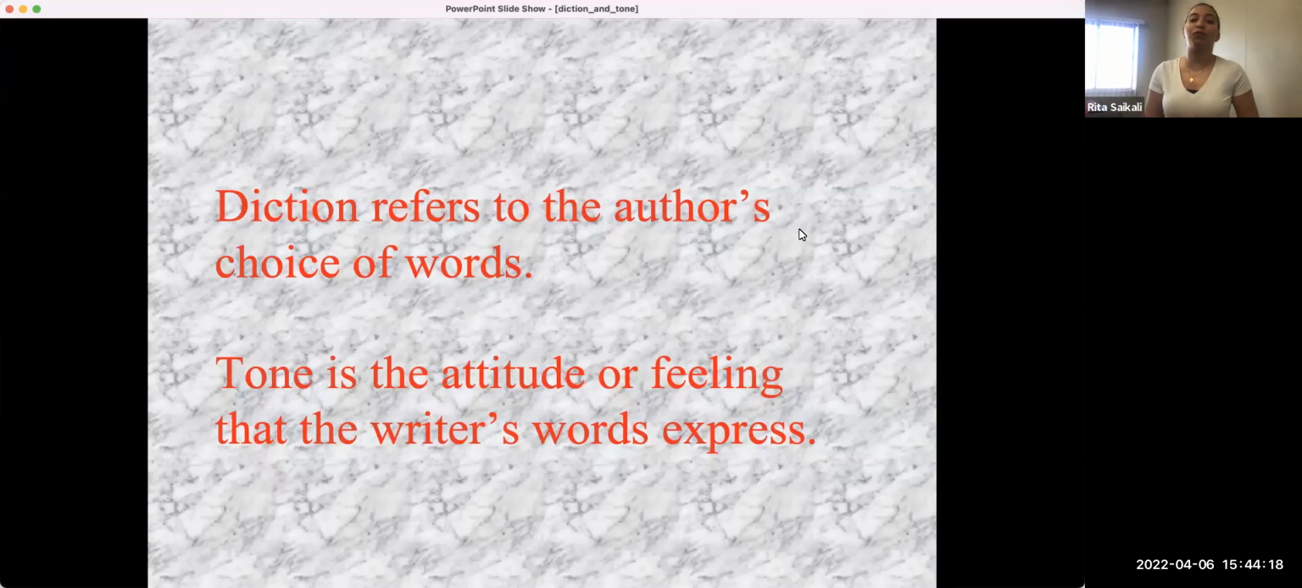Okay, so diction refers to the author's choice of words. What words is the author choosing and why are they choosing that particular word? Oftentimes we do this in our conversation, right? If we're trying to say something very particular, then we choose a certain word. And tone is the way you express your attitude, or the way the writer feels and uses his words. It's almost like the rhythm that we say the words in, like music. How do we use inflections, is that what they're called, to actually express the words?